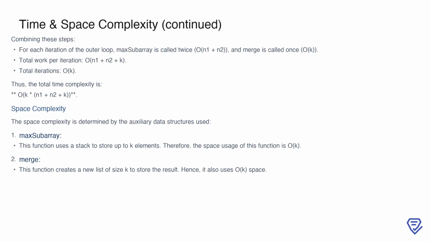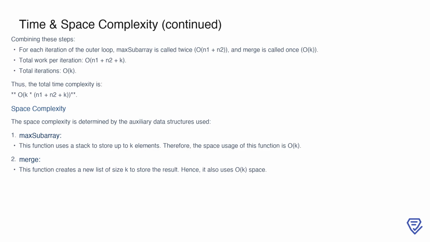Now, combining these steps, for each iteration of the outer loop, max subarray is called twice, contributing O(n1 + n2), and merge is called once, contributing O(k). This means the total work per iteration is O(n1 + n2 + k). Since there are up to O(k) iterations of the outer loop, the overall time complexity becomes O(k * (n1 + n2 + k)).